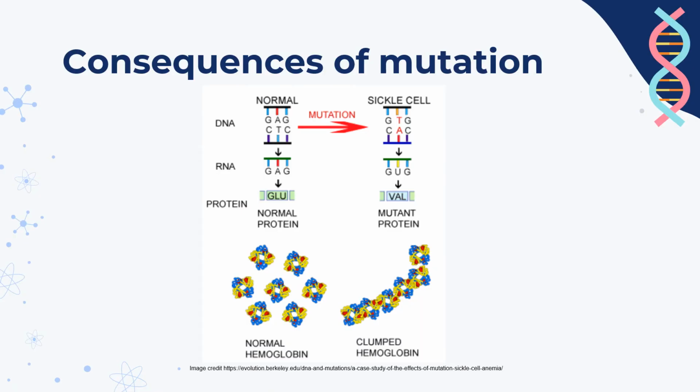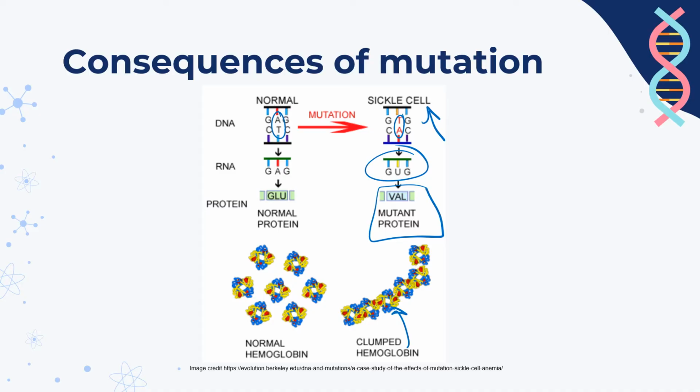We have talked a lot about sickle cell anemia as an example of a mutation. And again, we have our normal DNA sequence gets changed, that base substitution mutation. That leads to a different messenger RNA transcript. That leads to a different amino acid in our protein. That causes the hemoglobin to clump up, which causes those red blood cells to sickle, and people have sickle cell anemia. So this is an example of a mutation that can have a pretty serious effect.